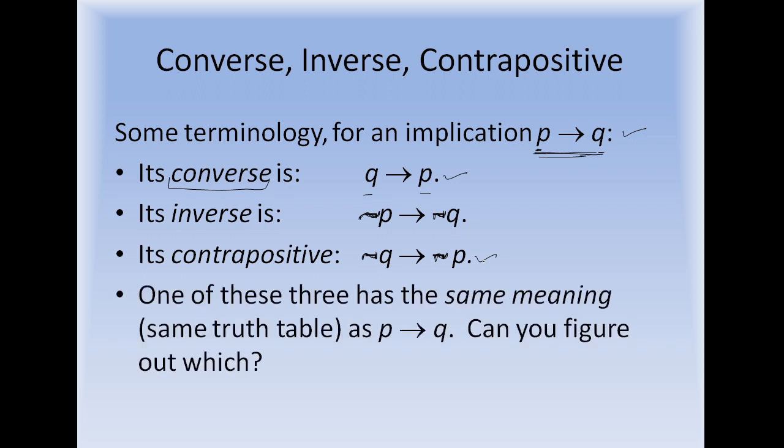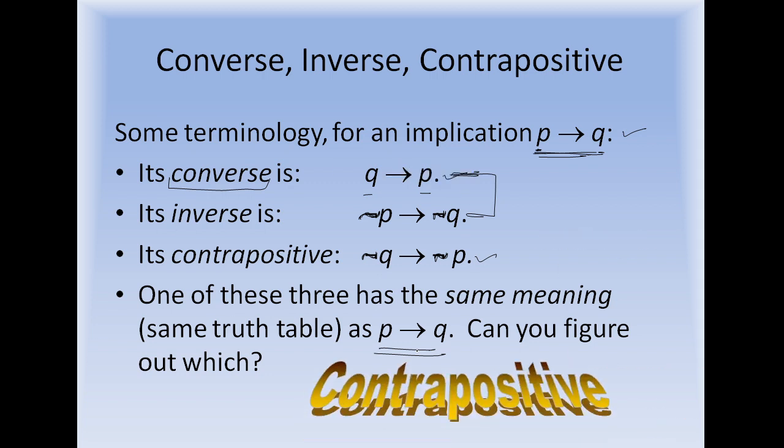Now out of this four, two pair are having the same meaning. Like converse and inverse, they are logically equivalent and statement is logically equivalent to contrapositive. Their truth table are going to be the same. Which two are having the same truth table? Converse and inverse are having the same truth table. Statement and contrapositive are having the same truth table.